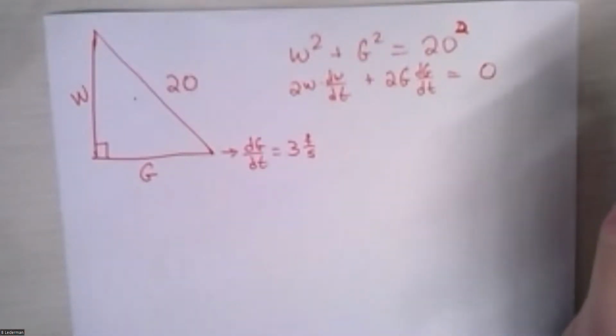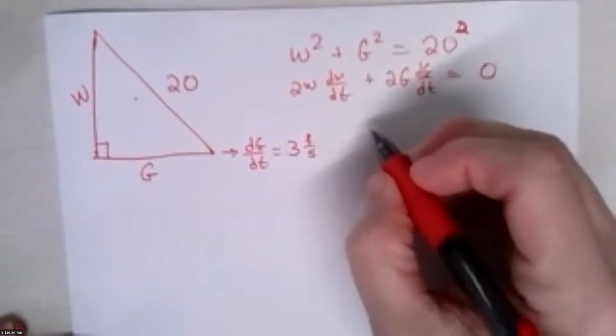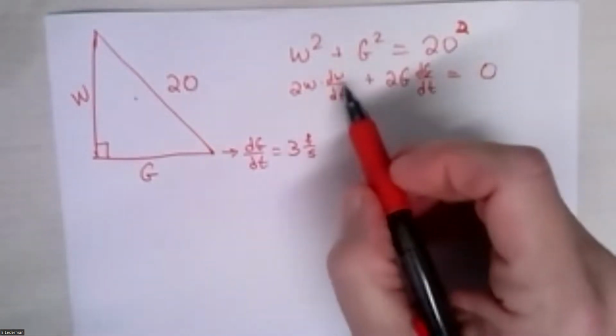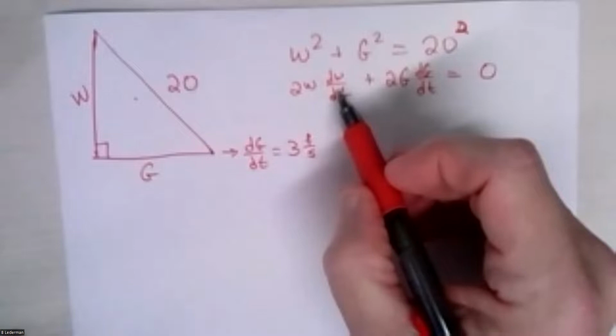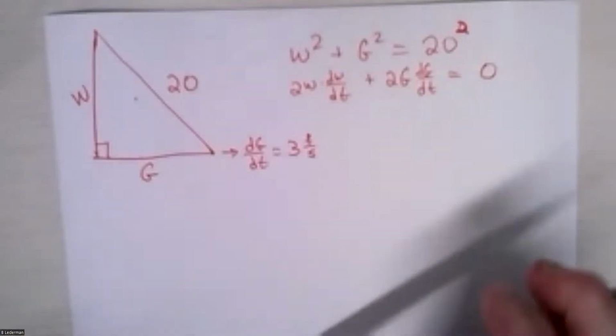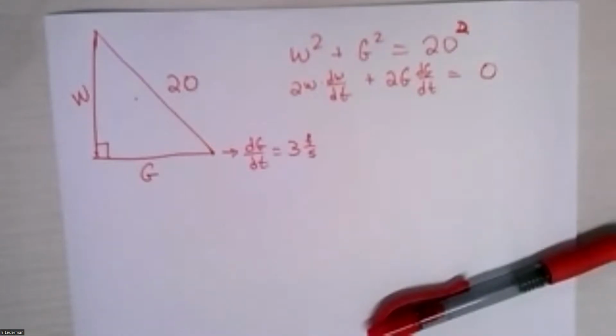Now, I know that dG/dt is equal to 3. So let me write this again. Well, wait a second. I have two things I don't know. I don't know dW/dt, that's what I'm trying to find, and I don't know W. So what is G? I do know G, because the problem told us that G was 12.